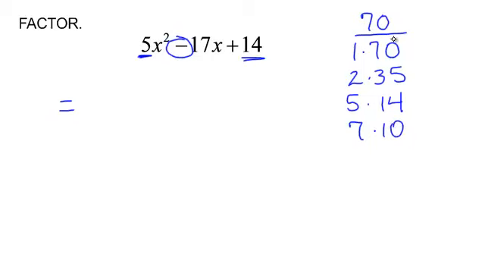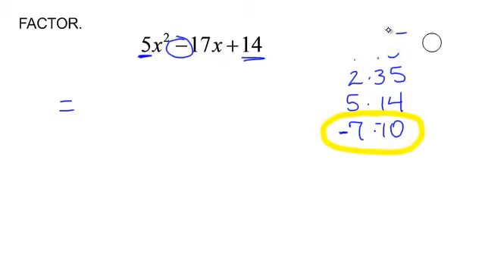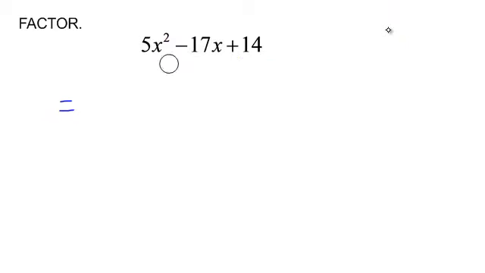7 times 10 is 70. 7 plus 10 is 17. But remember, I did want negative 17, so I will have negative 7 times a negative 10. When I multiply, I get positive 70, but when I add them, I will get negative 17. This is what's going to help me factor this problem. So I'm going to rewrite this trinomial with 4 terms. Bring down your 5x squared, rewrite negative 17x, and bring down your last term, which happens to be 14.